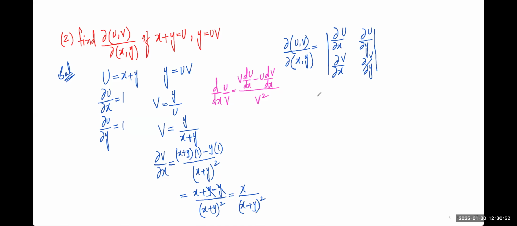These are the values we have to put here. The first row answer is 1, 1. The second row answers are y by... okay, so what is that? y by x plus y with respect to x, and with respect to y it is x by x plus y.